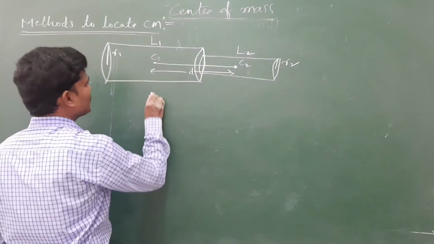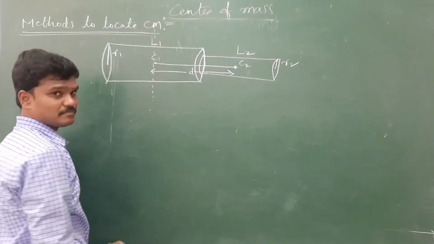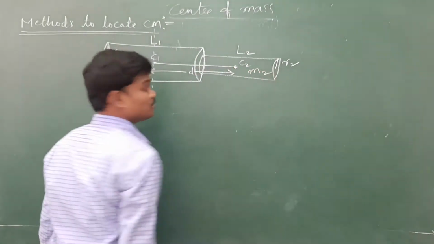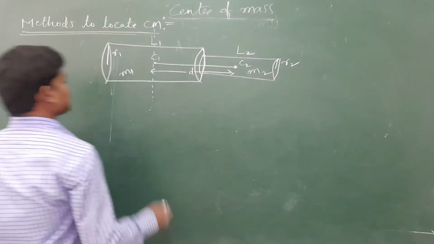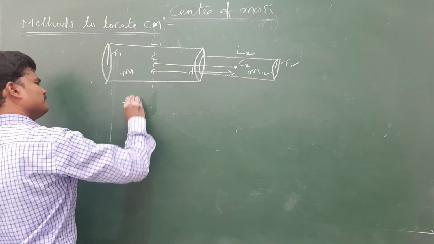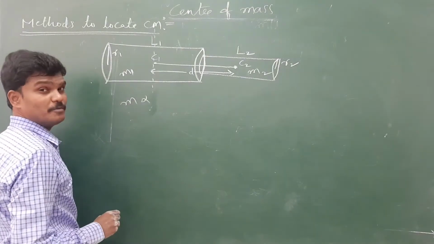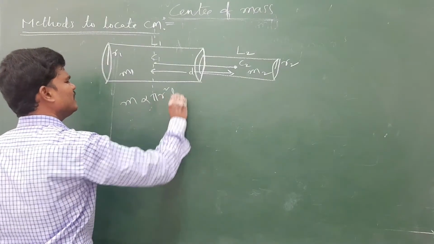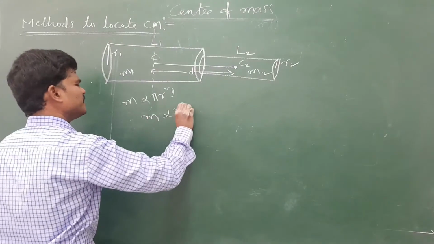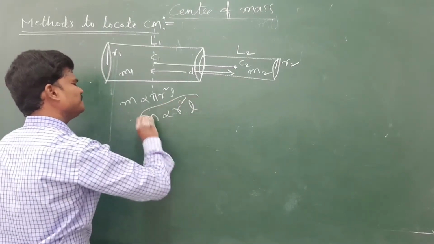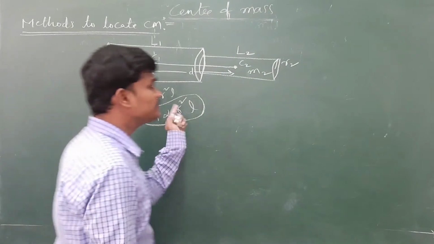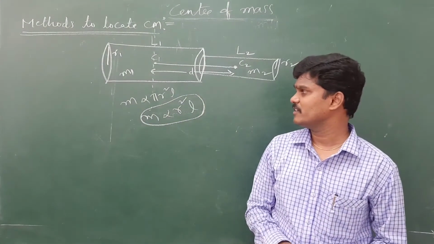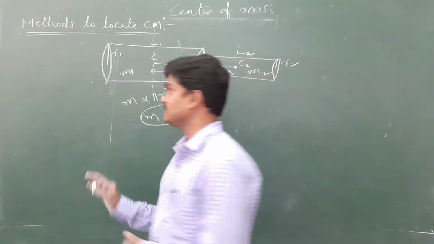Here I want to find the distance of center of mass from this. This is M1, M2. Here mass varies, nothing but volume into density, pi r square L. So mass varies with respect to radius and length. Remaining are constant because same type of object, symmetry. So mass is proportional to the square of the radius and the length of the cylinder.